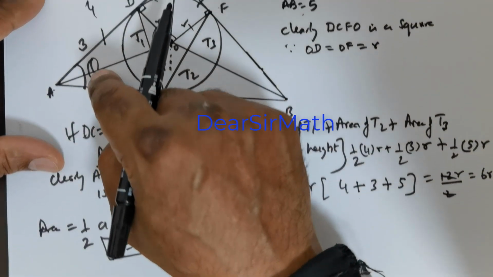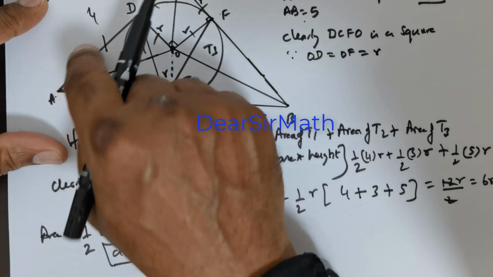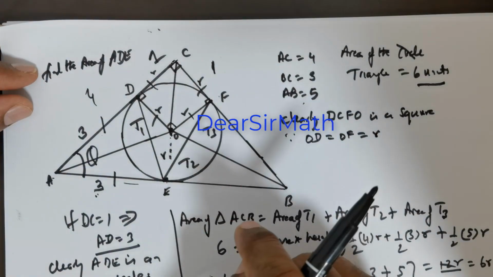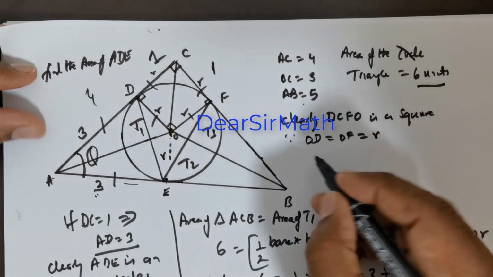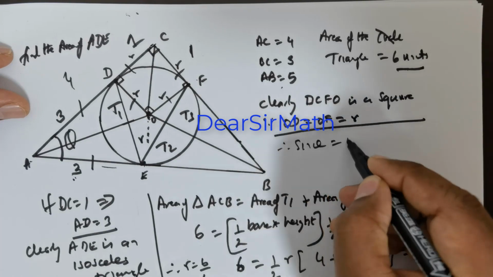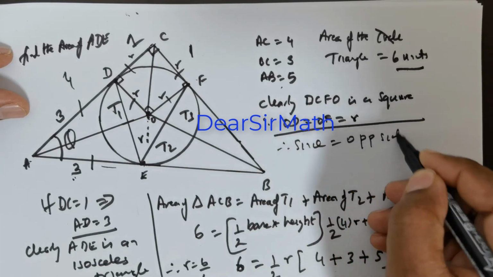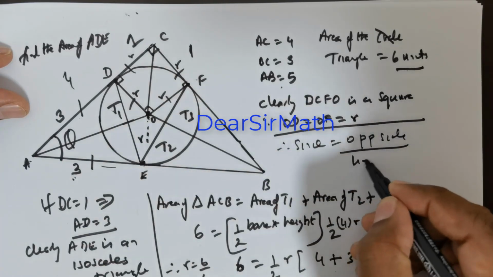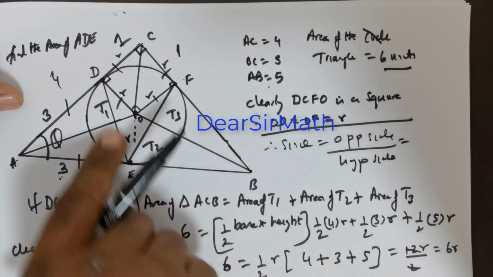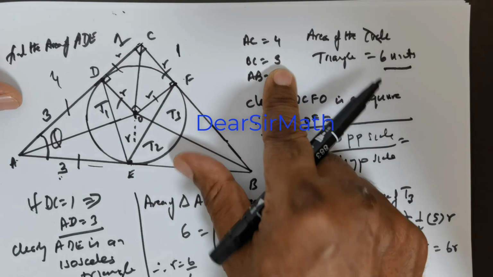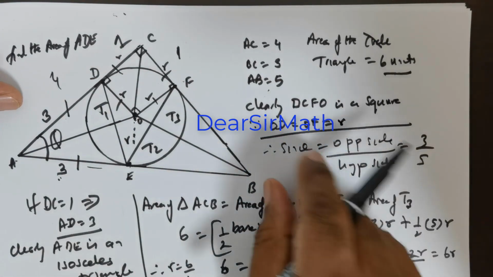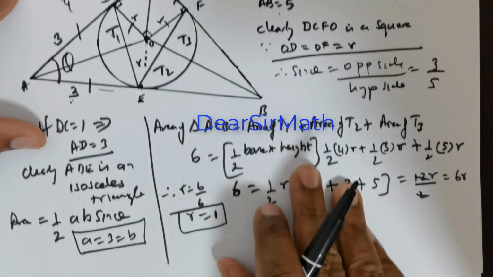So sine theta would be for the angle between these two sides. Now this is 90 degrees. Watch here, this is 90 degrees. So I'm using this space here. Therefore, sine theta is equal to opposite side divided by hypotenuse side. So what is the opposite side? Opposite side is BC. What is BC? 3 units. And what is the hypotenuse side? 5 units. So I'm going to take sine theta equal to 3 over 5 over here.